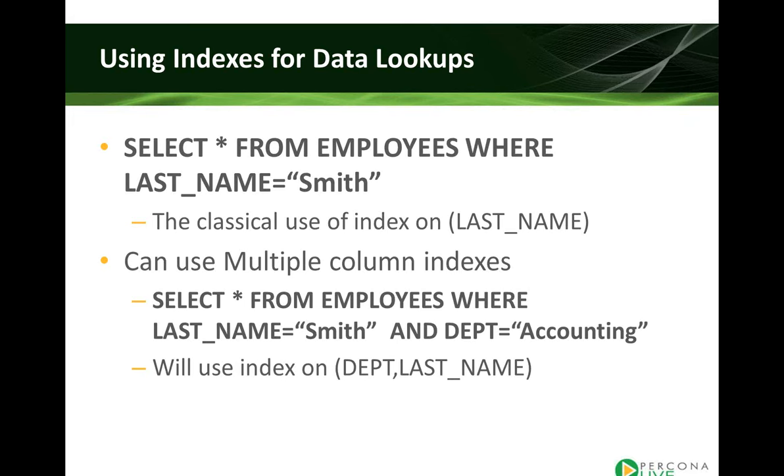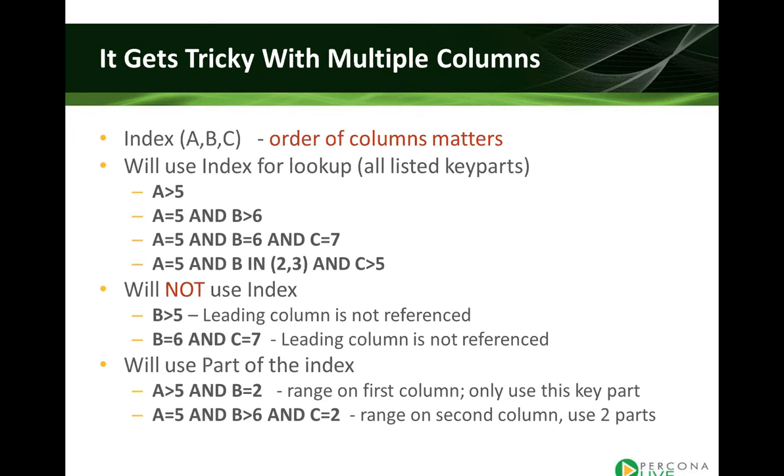If you have an index on department, comma, last name, then we can very effectively find the people with a given last name in, for example, department accounting. Now, where it becomes a bit tricky, and where I see a lot of confusion and mistakes, is when those lookups involve multiple columns. First of all, when you create multiple column indexes, the order of columns becomes very, very important.